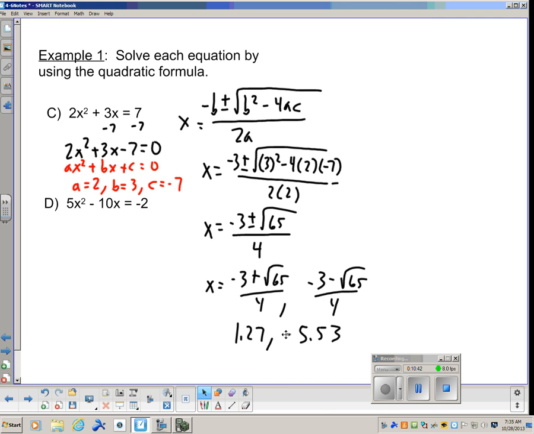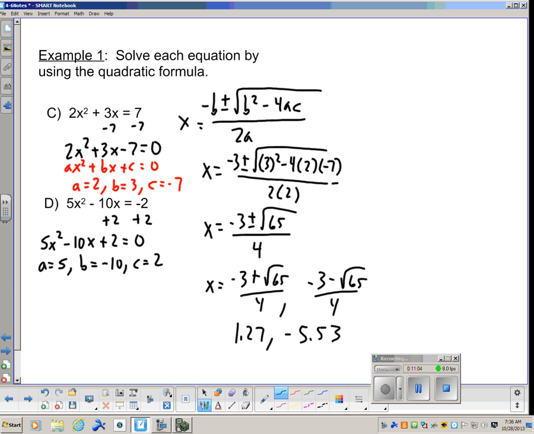Alright, and let's try this last one as well. This one here, I'm going to bring over 2 because it has to be set equal to 0. So you get 5x squared minus 10x plus 2 equals 0. My a value here is 5. My b value is what's in front of the x there, which is negative 10. And my c value is just my constant there, which is 2. So let's put our values into the quadratic formula. Opposite of b, opposite of negative 10 is 10, plus or minus the square root of negative 10 squared minus 4 times a times c, all over 2 times 5.